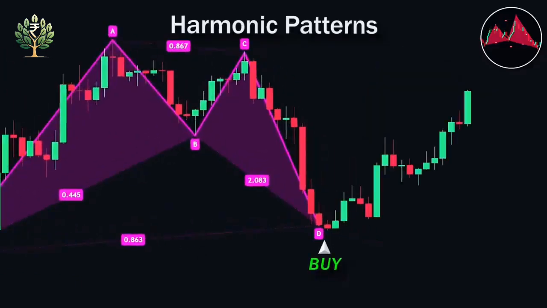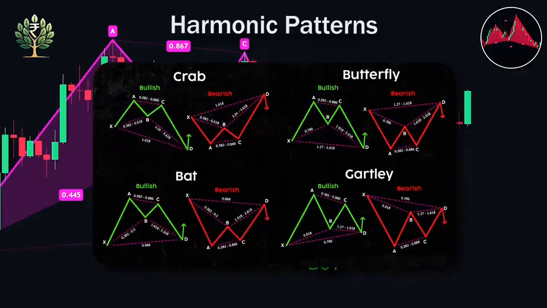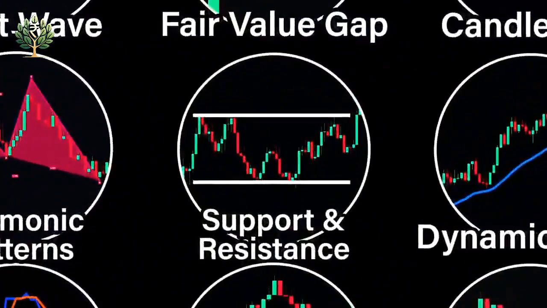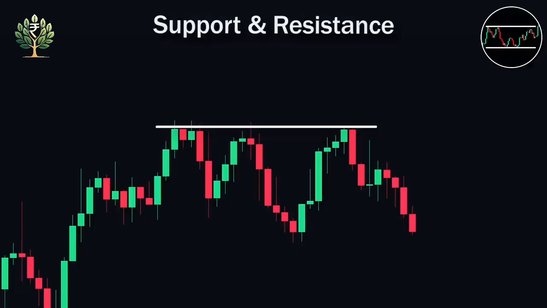There are multiple harmonic patterns that exist. Most notable are butterfly, bat, crab, and each have their own unique values. Support and resistance. These are key levels that form horizontally where the price has bounced off in the past and could possibly bounce again in the future. If the level is below the price, it's called support, where you can take a buy position if the price approaches it, and if the level is above the price, it's called resistance, where you can take a sell position if the price approaches it.